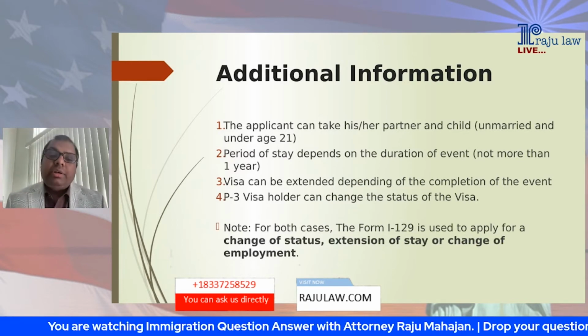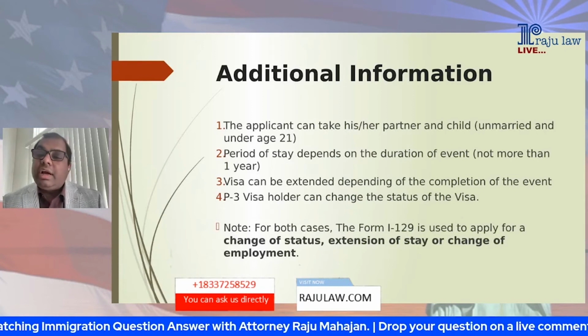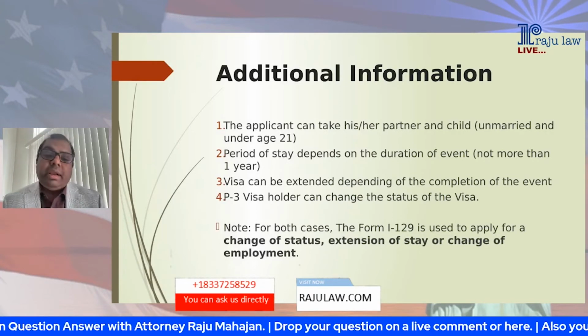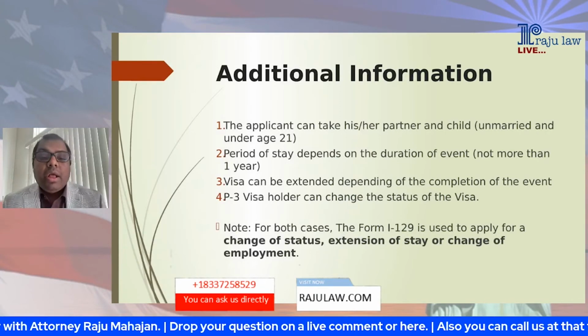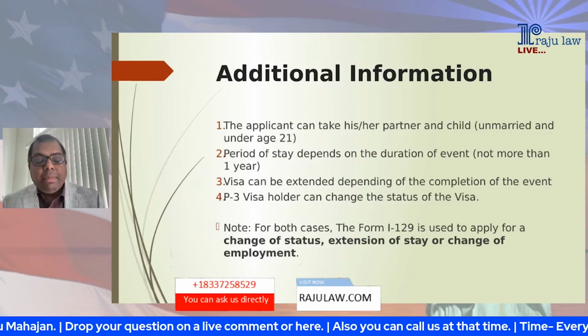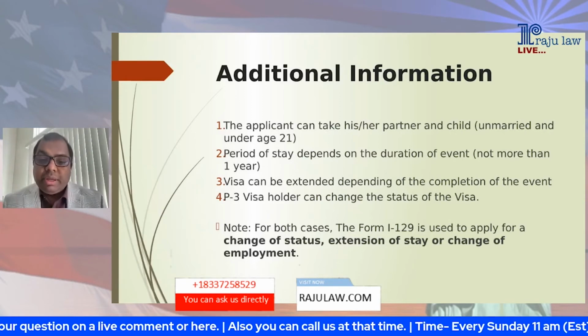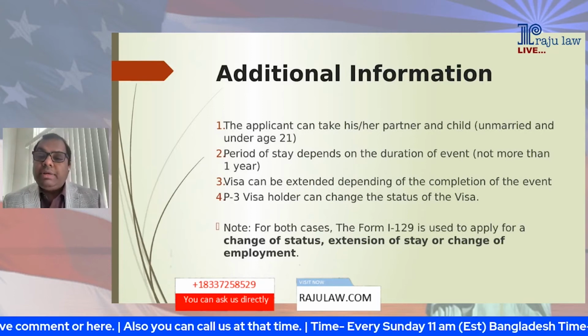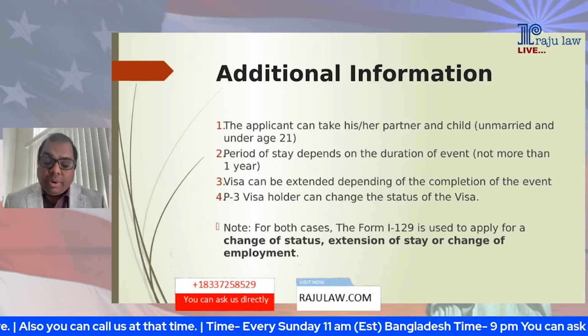So additional information: the applicant can take her partner and child, unmarried and under the age of 21, of course, to the USA. If you are married, if you have a spouse and children, you can bring them with you. Period of stay depends on the duration of the event, not more than 1 year.